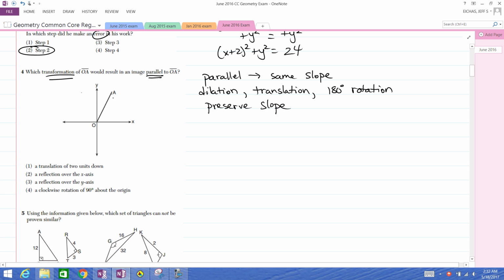Line reflection doesn't have to. It can at times, but it doesn't have to. You can see right there, if we reflected over the y-axis, we'd lose the slope there, not parallel. So that's not going to do it. A 90-degree rotation is not going to do it. Translation is what we're looking for there. So good.